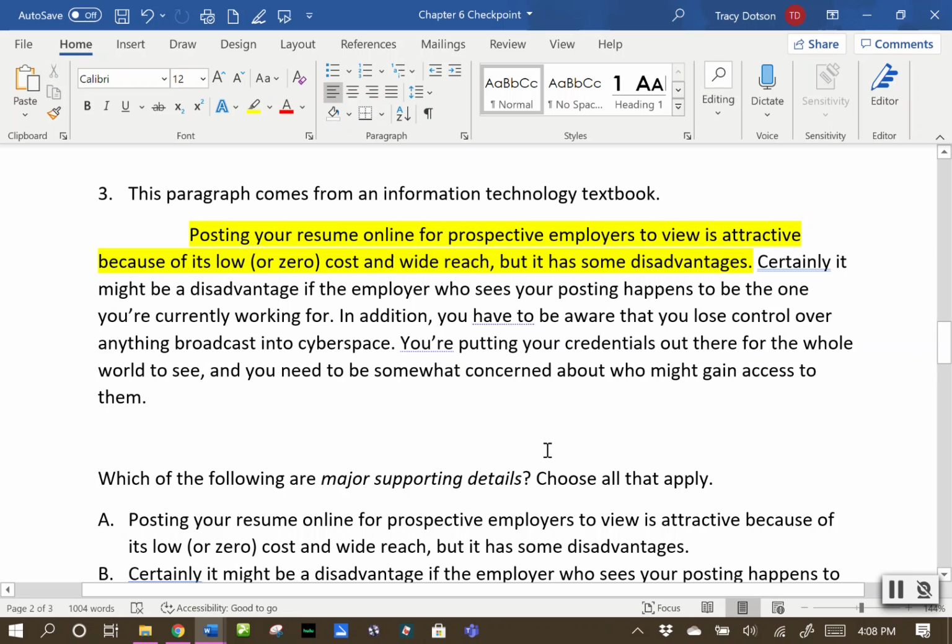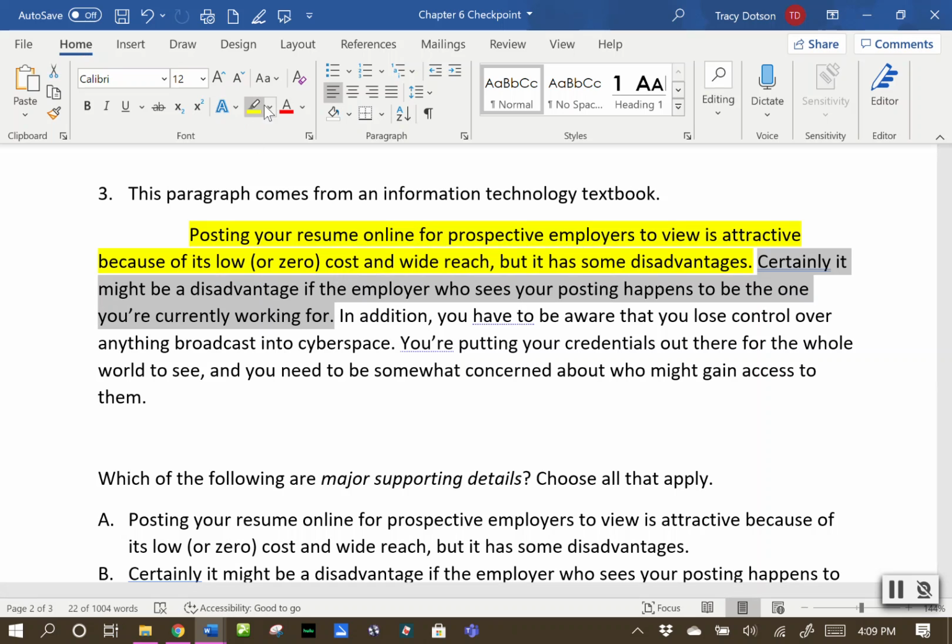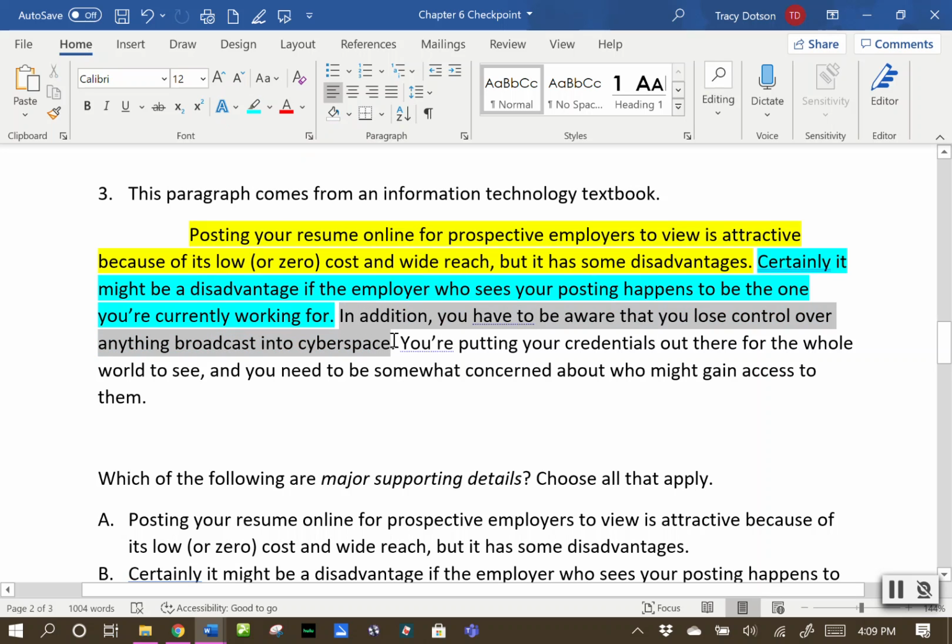Okay, posting your resume online is prospective and attractive, but it has some disadvantages. So we're going to ask ourselves, what are the disadvantages? Certainly a disadvantage is that your current employer is going to see it. So that actually would be a major detail. In addition, you have to be aware you lose control when you put it out there in cyberspace.